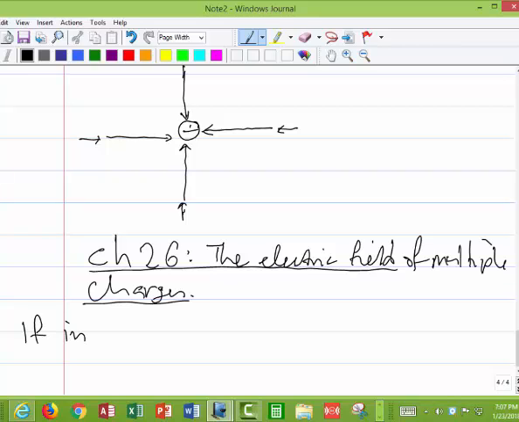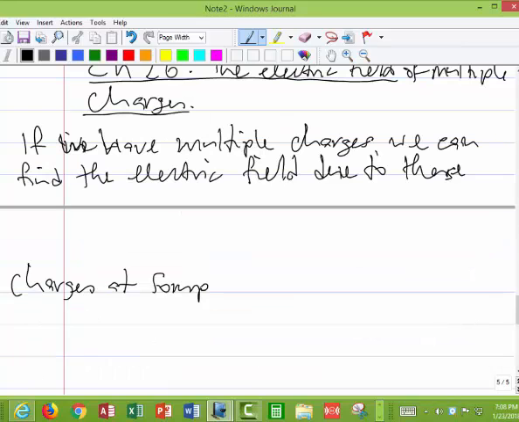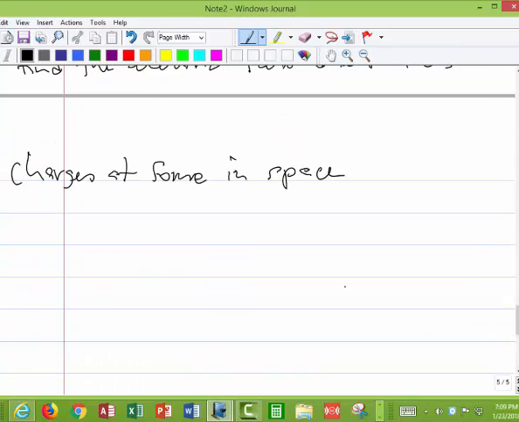Suppose we have multiple charges. We can find the electric field due to these charges at some point. So let's say we have several charges, and a certain point P in space. We want to find the electric field due to these charges. Let's say this is Q1, Q2, Q3, all the way to Qn.